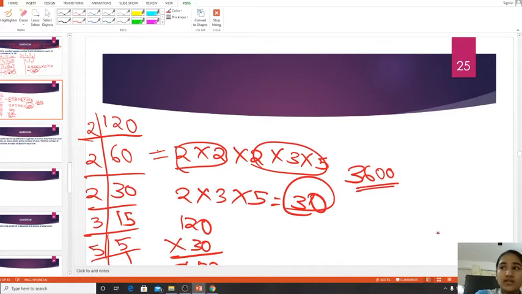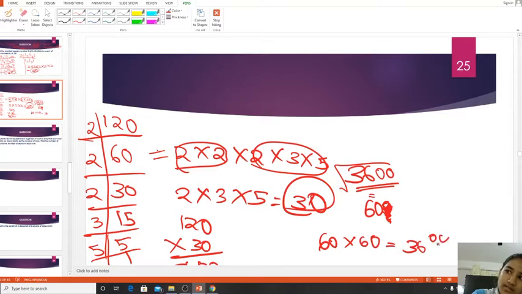Do we have to check whether 3600 is a perfect square or not? It is. 3600 is a perfect square. Its square root is, okay, so we have actually not 600, it's 60. So when we multiply 60 into 60, it's going to be 3600.